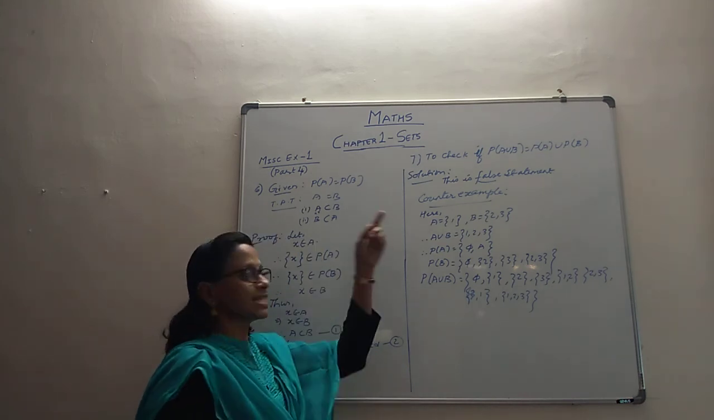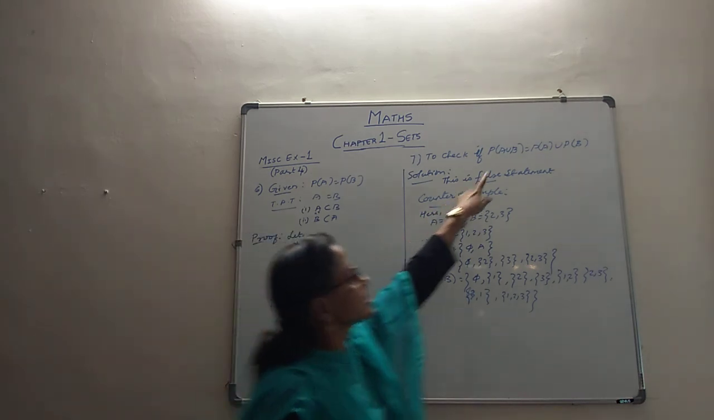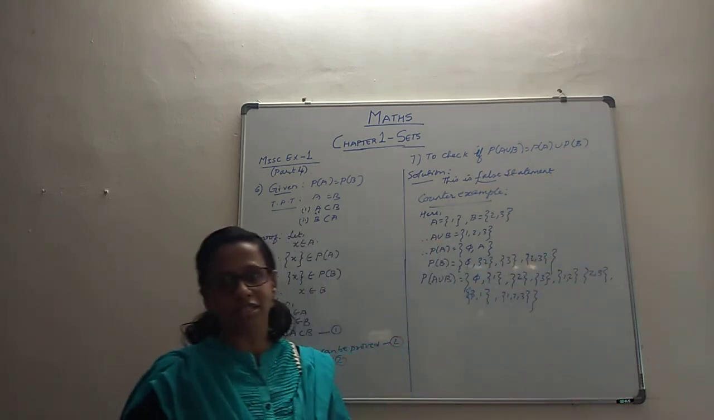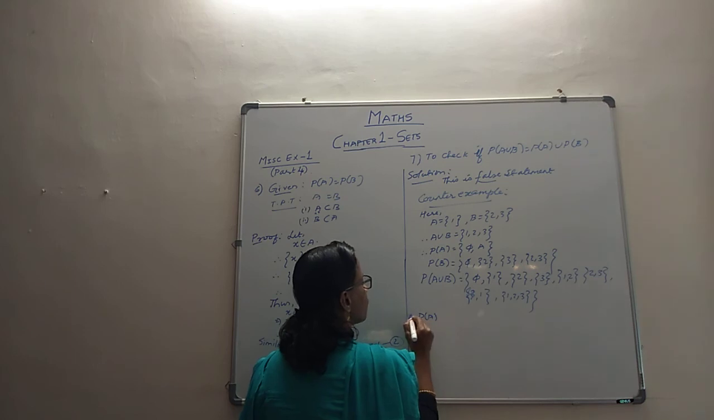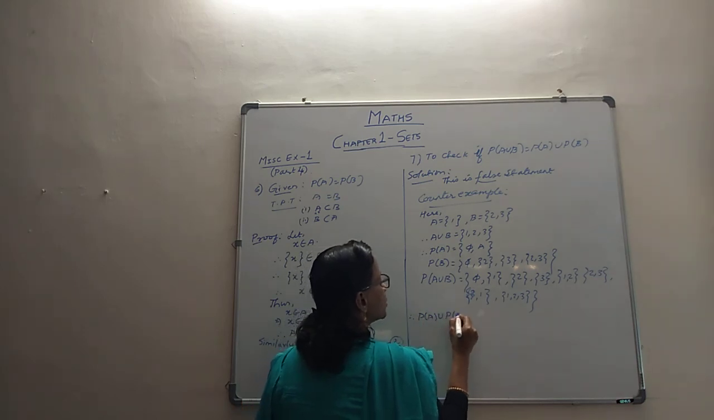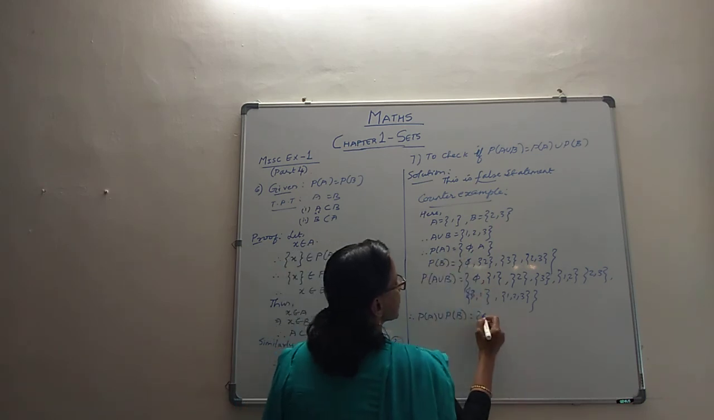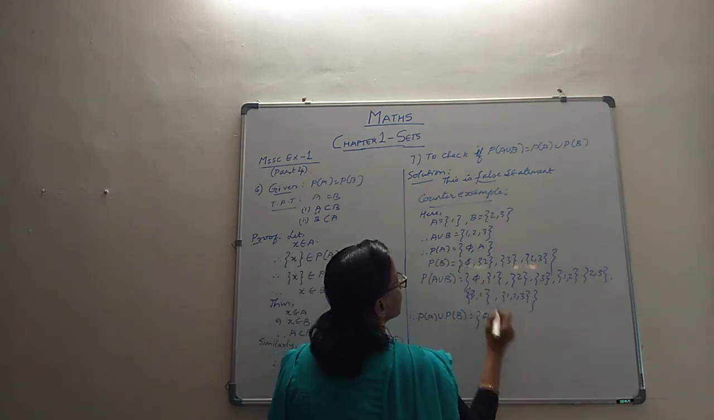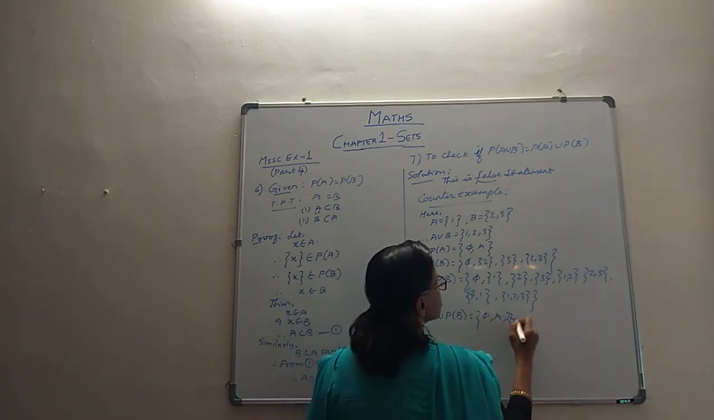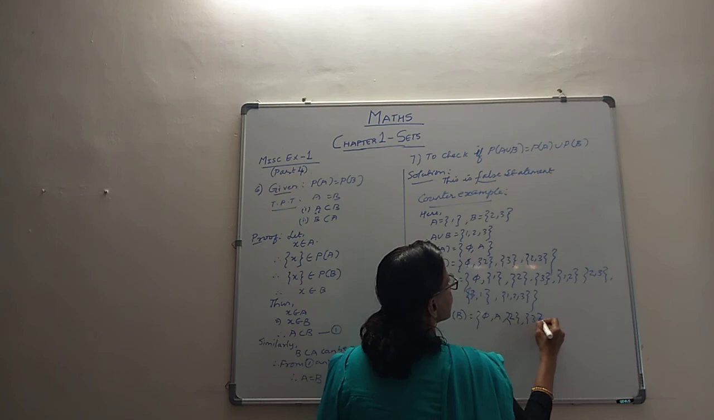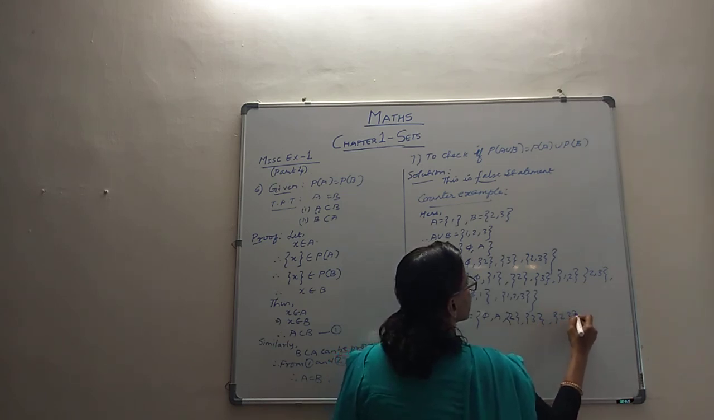Now, let us see how the statement works out. This is ready with us. Let's find out the power set of A union power set of B. What does it come to? The power set of A is empty and A. Here also empty is there, so we don't write it again. Here we have singleton 2, singleton 3, and 2, 3.